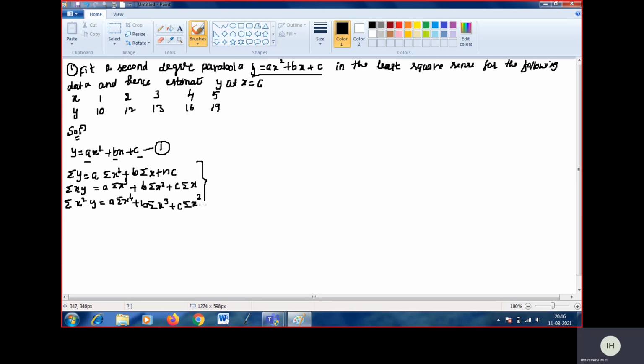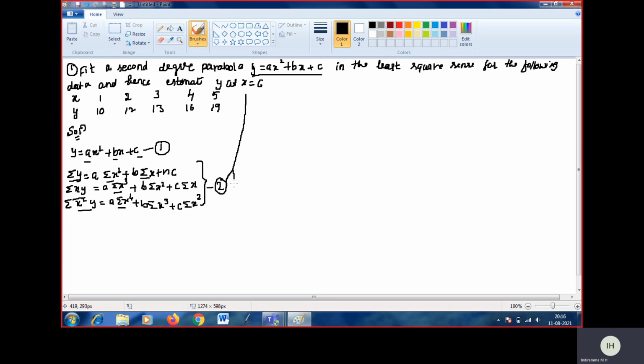We call this system 2, the system of equations 2. Our aim is to find the value of a, b, c. For that we constructed the normal equations. So to substitute in the normal equation, we have to find out summation of y, summation of x square, summation of x, summation of xy, summation of x square y, summation of x cube, summation of x to the power of 4. For that we have to construct the table.